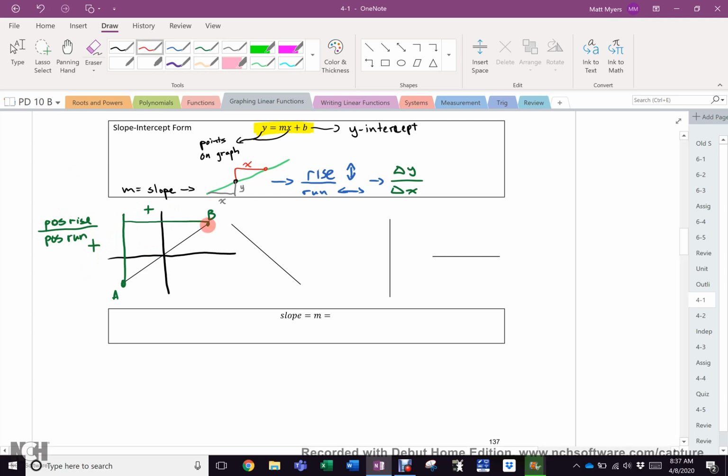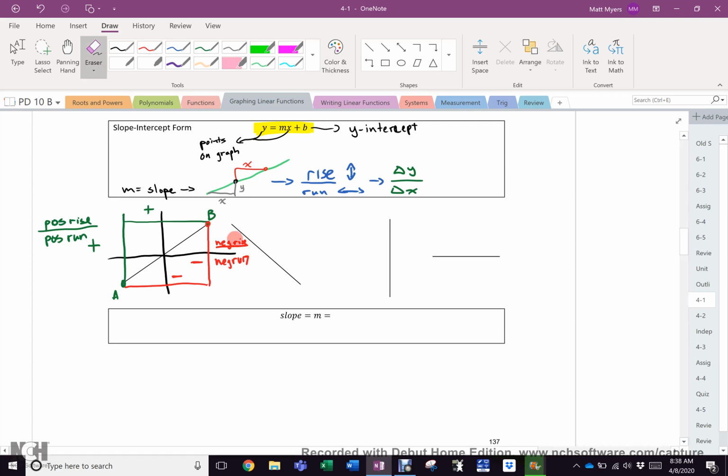Okay, Myers, whatever you say, but what if I want to go from B to A? Then it's going to be negative, but it isn't. Because if I go down here, I have a negative rise because I went downwards, and a negative run because I went to the left. Negative divided by a negative is still a positive number. Everybody cool?